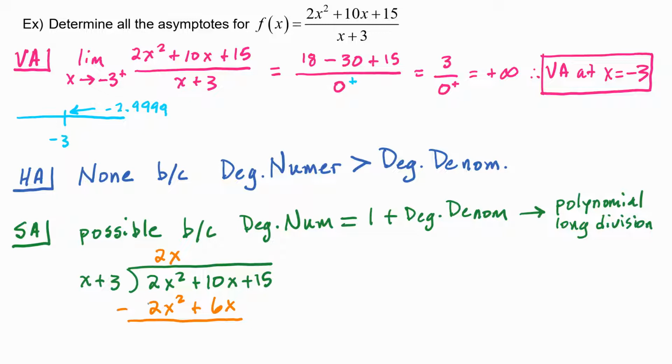Now we have to subtract, and 2x squared minus 2x squared cancels out. That's why we picked the 2x. And 10x minus 6x is going to give us 4x. We bring down the plus 15.